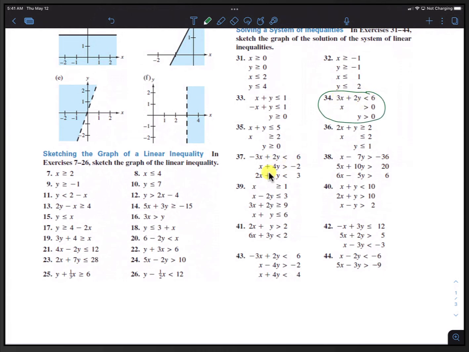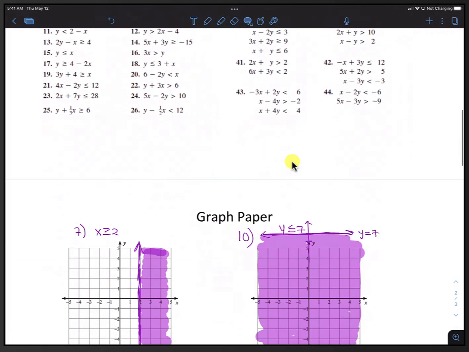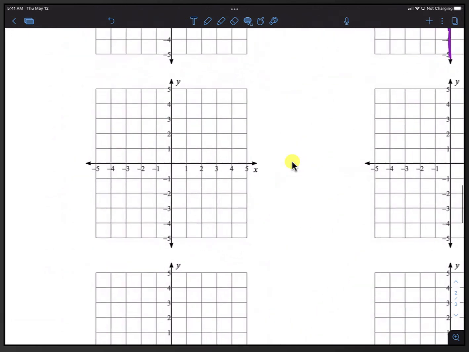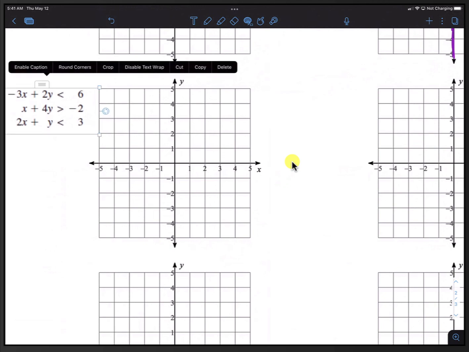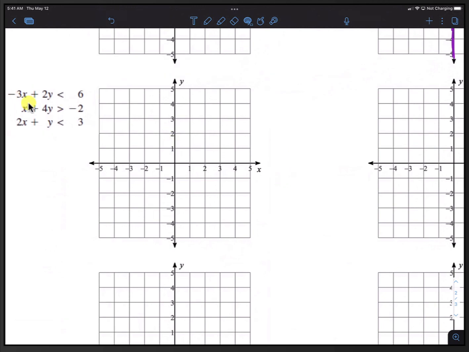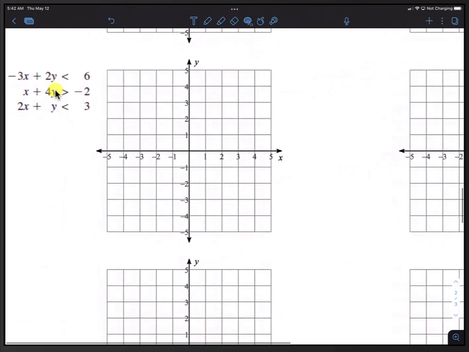Then after that, you'd have to do 37. Let's do 37 together. All right, so I'm going to grab that, and let's do 37. For 37, you're going to need to graph these three lines and then do the shading. But it'll be easier to graph if we convert each of these into the slope-intercept form. All right, so let's do that.